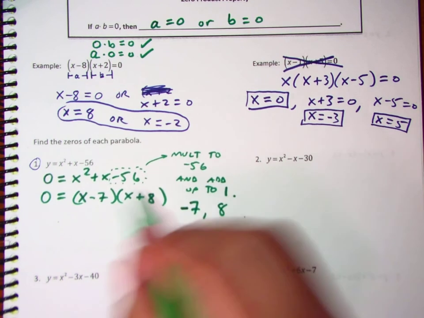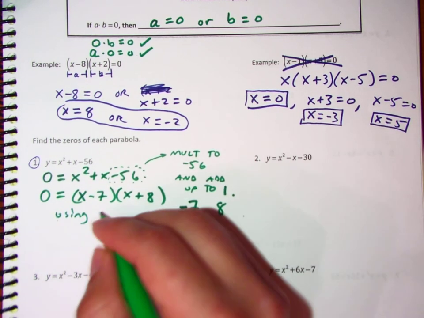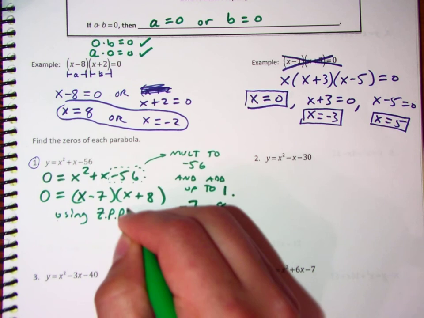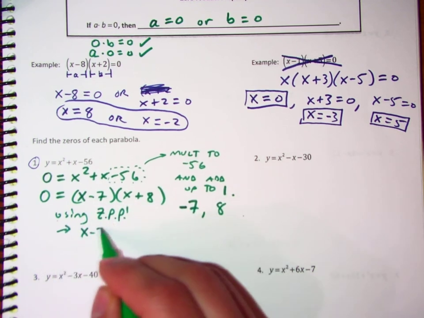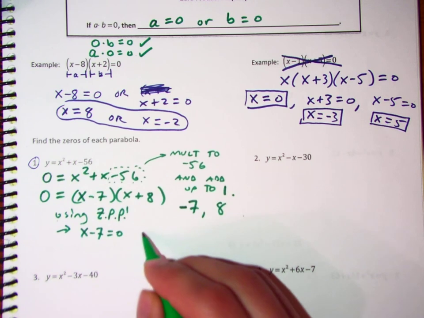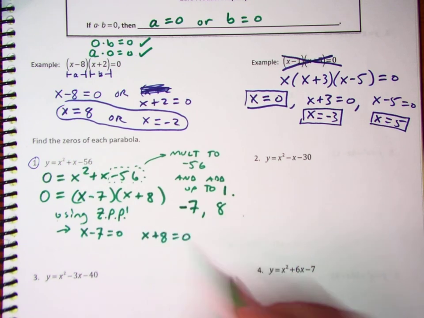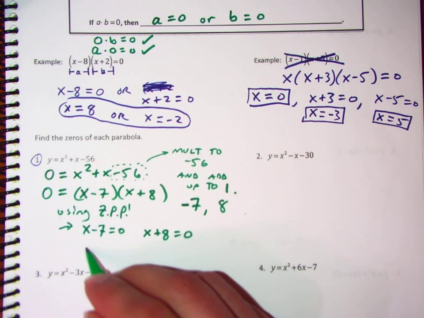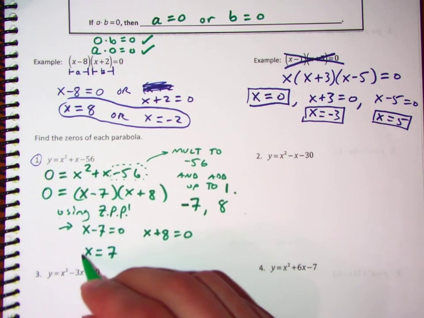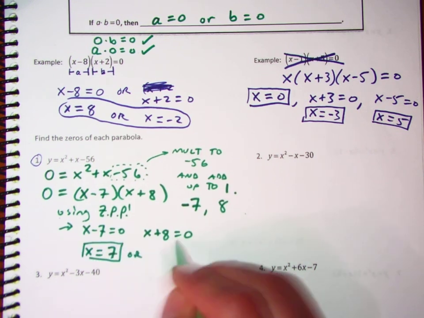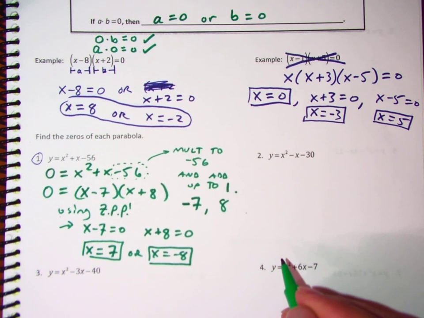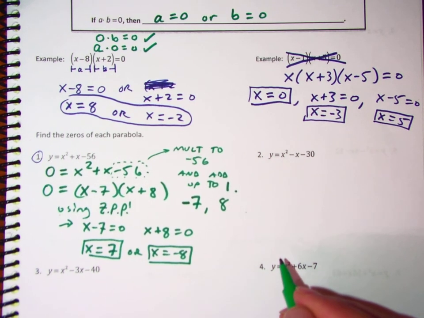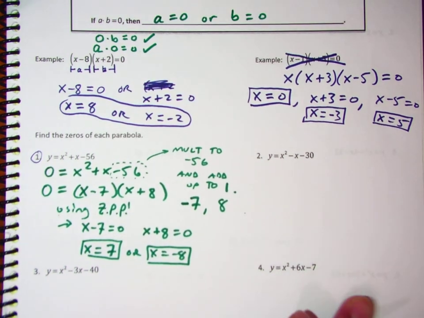And now, using the zero product property, or ZPP, you can take each factor, x minus 7, you set it equal to 0. You take x plus 8, you set that equal to 0, and you solve both equations. So here you add 7, here you subtract 8, and those are the two answers. Okay? Pretty straightforward once you can factor. If you can factor, this will be pretty easy. Okay?